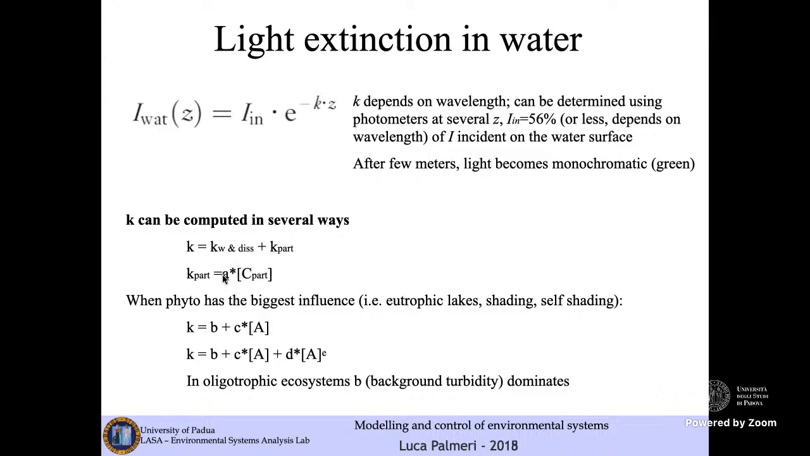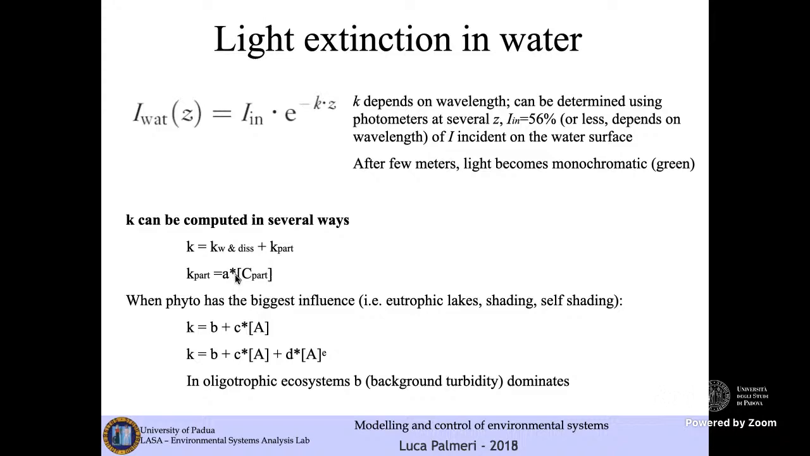In this case, we may find a relationship between the K due to suspended particles and the concentration of the suspended particles in the water body. So this is a way of making explicit the dependence of K on the concentration of the suspended particles.